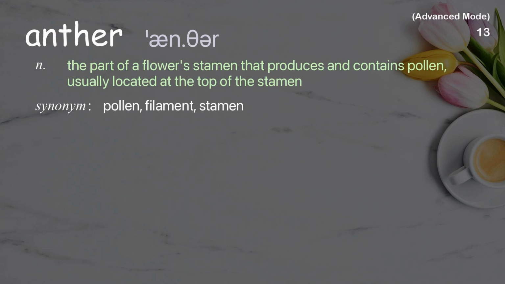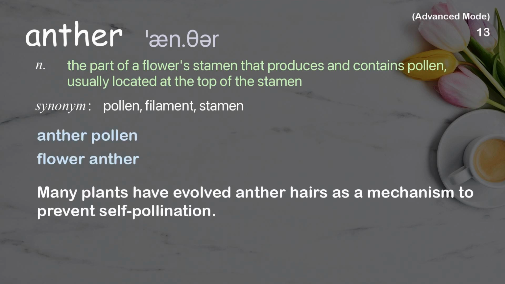Anther. The part of a flower stamen that produces and contains pollen, usually located at the top of the stamen. Examples: anther pollen, flower anther. Many plants have evolved anther hairs as a mechanism to prevent self-pollination.